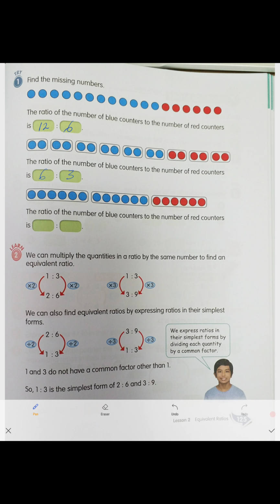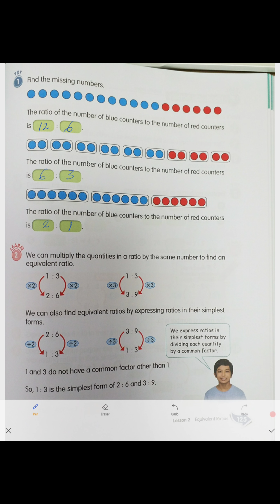Now we're doing the same thing, but now we put 6 circles in one group. And now our ratio is changing numerically, but the meaning is the same, 2 to 1. So from the first one, we just divided by 6. 12 divided by 6 is 2, and 6 divided by 6 is 1. Hope this part is clear.